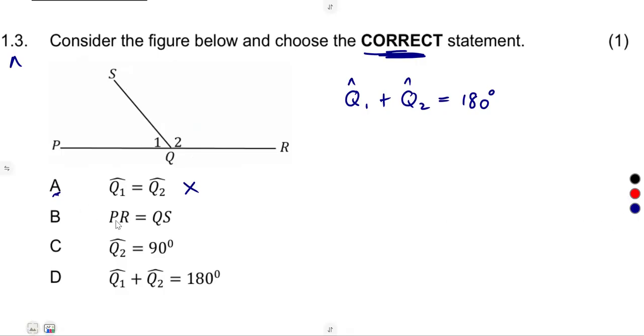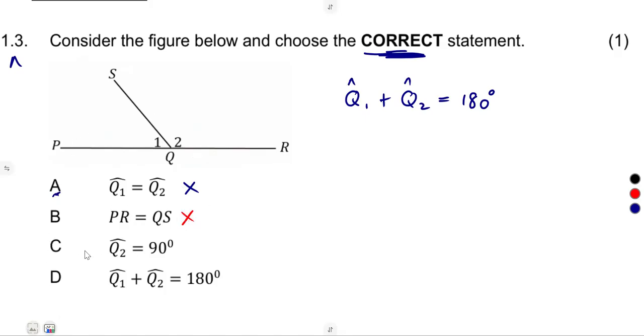Another statement is about the line PR. From P to R, it is the same as from Q to S. These two lines, they're equal. There is no statement to prove that these two, they're equal. So this is totally wrong.